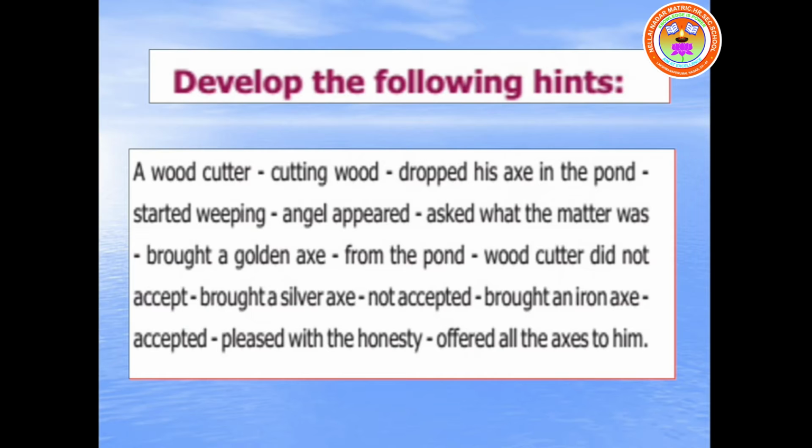The hints are: a woodcutter, cutting wood, dropped his axe in the pond, started weeping, angel appeared, asked what the matter was, brought a golden axe from the pond, woodcutter did not accept, brought a silver axe, not accepted, brought an iron axe, accepted, pleased with the honesty, offered all the axes to him.